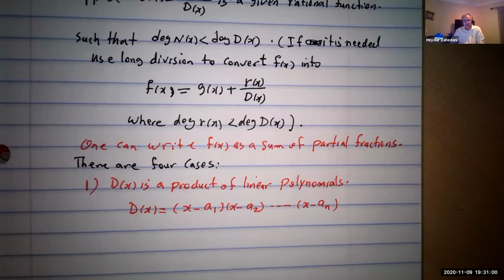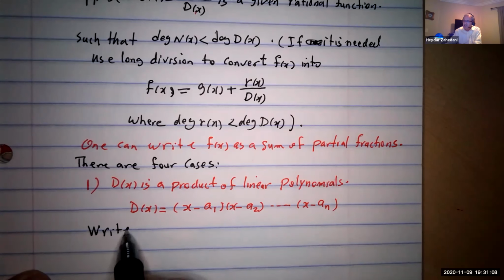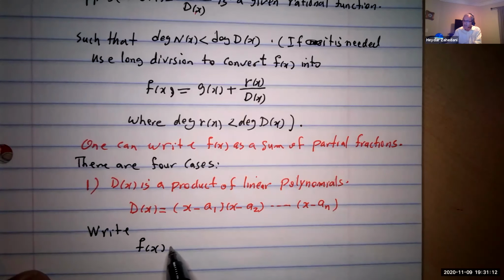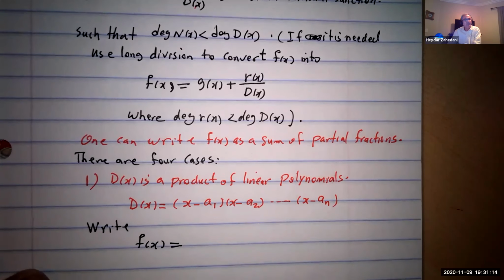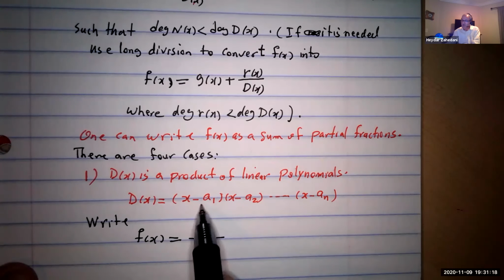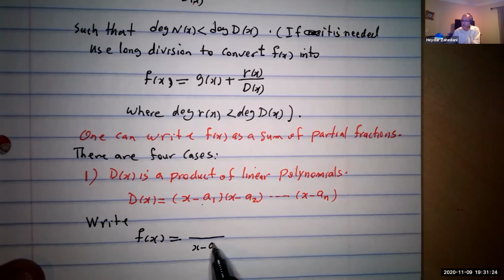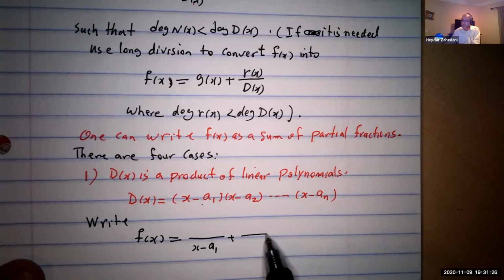If this is going to be the case, we are going to write f of x as follows. We are going to get some fractions. For each factor, we are going to introduce a fraction. So this is going to be x minus a1, x minus a2.